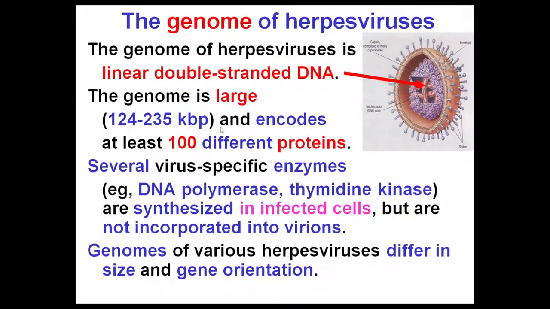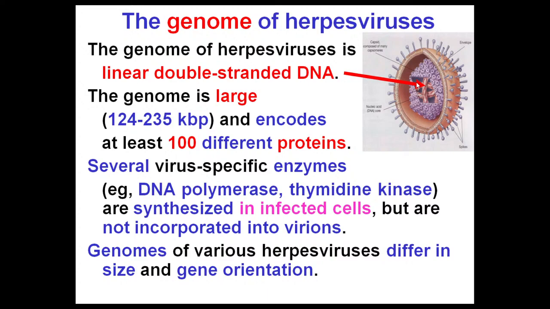But the rest of these 100 proteins are virus-specific proteins and enzymes. They will be produced in a host cell while the virus infects and undergoes replication, but those proteins and enzymes will not be enclosed into the ready-made virion. So they are non-structural proteins, the rest except for 35. Several virus-specific enzymes, like we mentioned already, DNA polymerase and thymidine kinase, are synthesized in the infected cells, but they will not be incorporated into newly synthesized virions.